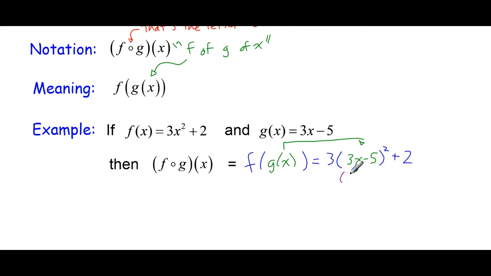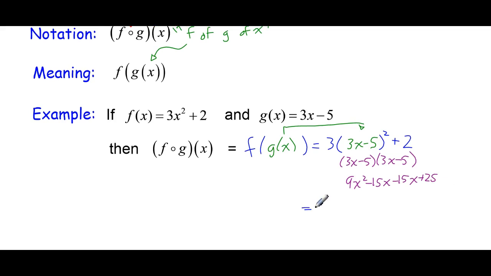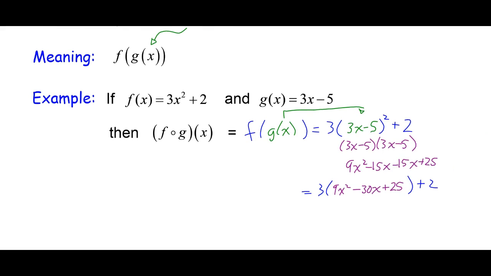So for example, this 3x minus 5 squared thing, probably ought to take a second and FOIL it out. So that's going to be, let's see, 9x squared minus 15x minus another 15x plus 25. So we're going to have 3 times all of that plus 2. I'll take a second and collect those 15x's, of course. Why not, right? Distribute in the 3.